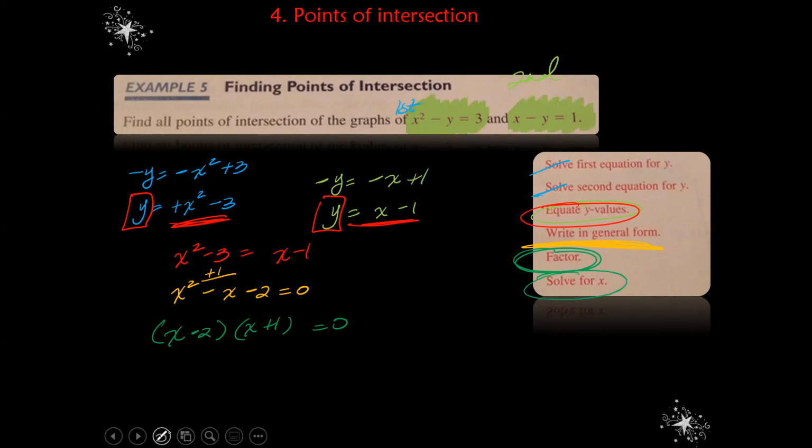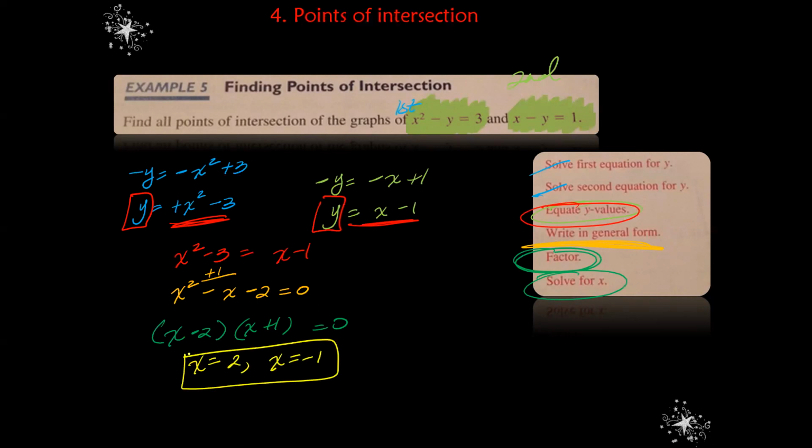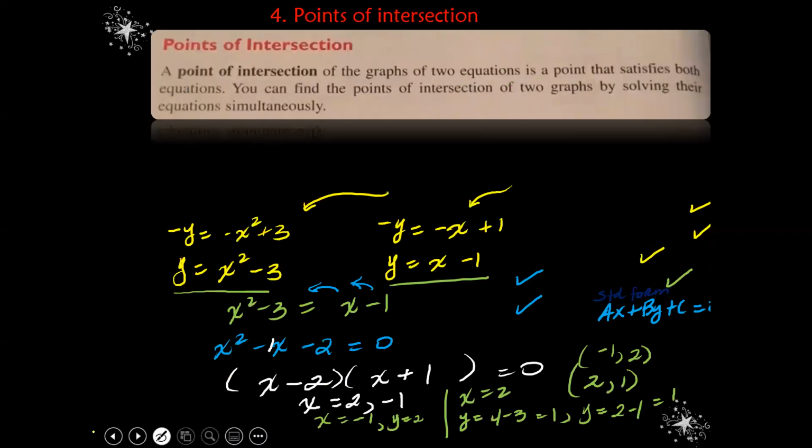Last step, solve for x. x equals a positive 2. x equals a negative 1. Have you guys noticed that my handwriting has gotten significantly better with practice on this? And that is going to be my intersection. So my intersection is going to be, when x is equal to negative 1, I'm going to have y equals 2. When x is equal to 2, I'm going to have y equals 1. And those are my intersections.